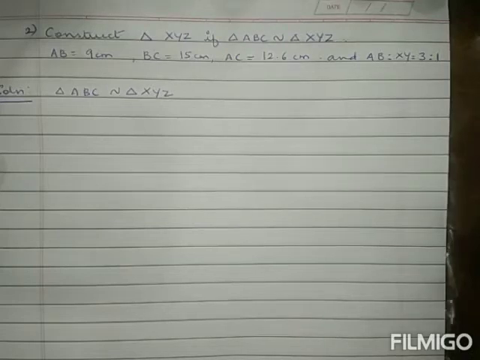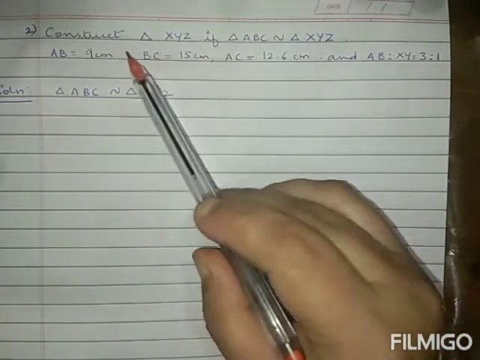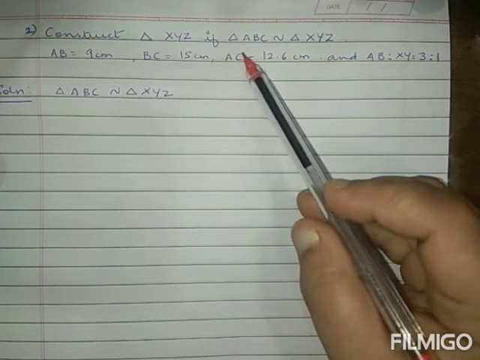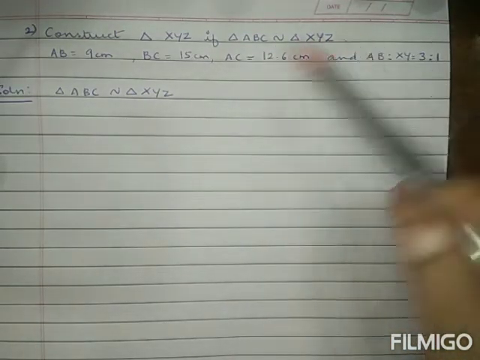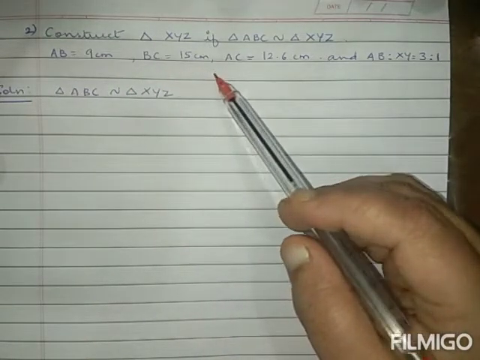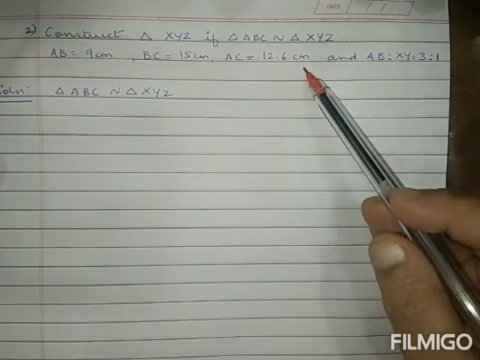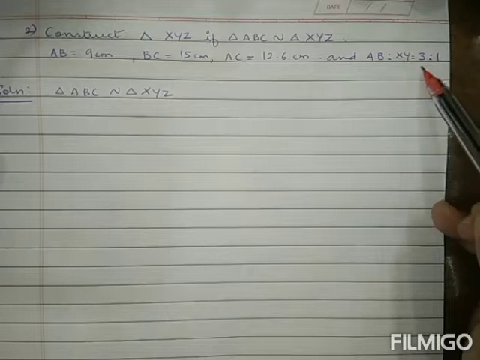Okay, now let us move on to the second sum. The question says, construct triangle XYZ if triangle ABC is similar to triangle XYZ, AB is 9 centimeters, BC is 15 centimeters and AC is 12.6 centimeters, and AB is to XY is 3:1.